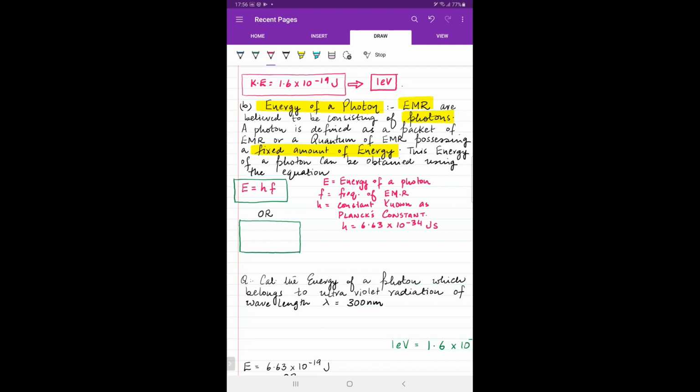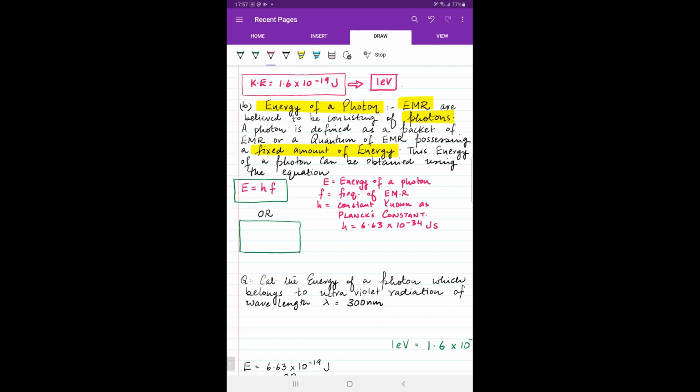So E in this case is the energy of a photon. F refers to the frequency of the electromagnetic radiation, and h, a constant known as Planck's constant, whose value is 6.63 times 10 to the power of minus 34. This constant value is given in the exams, so you don't need to learn it.